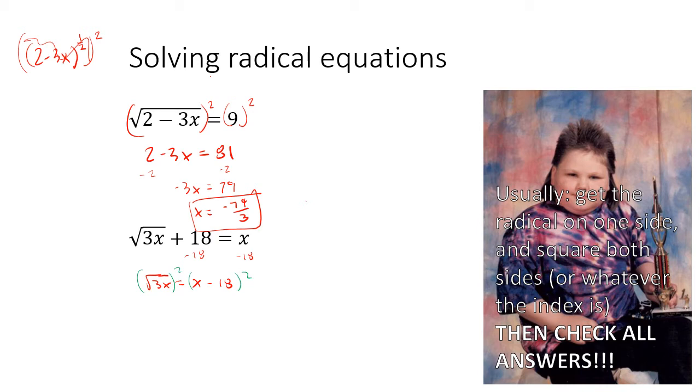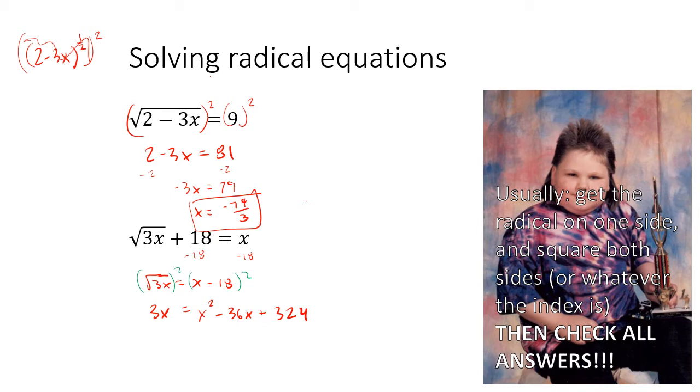Okay, when we do that, we'll have 3x equals, and then if we FOIL this out, we'll have x squared minus 36x, and then 18 squared is a number. What would that be? It would be 324. Sorry, can't do math in my head.